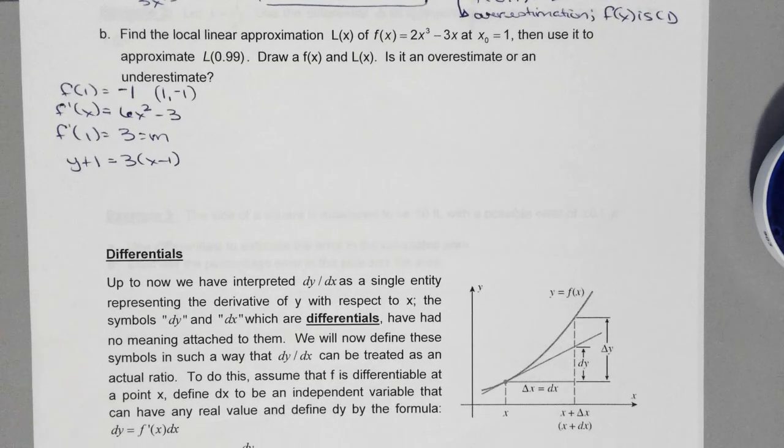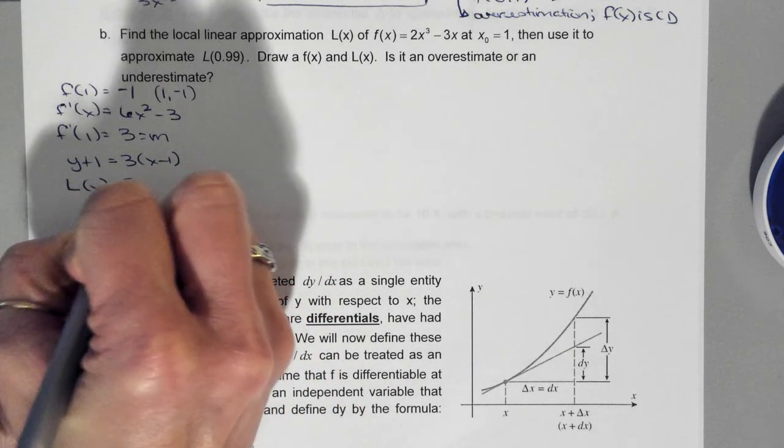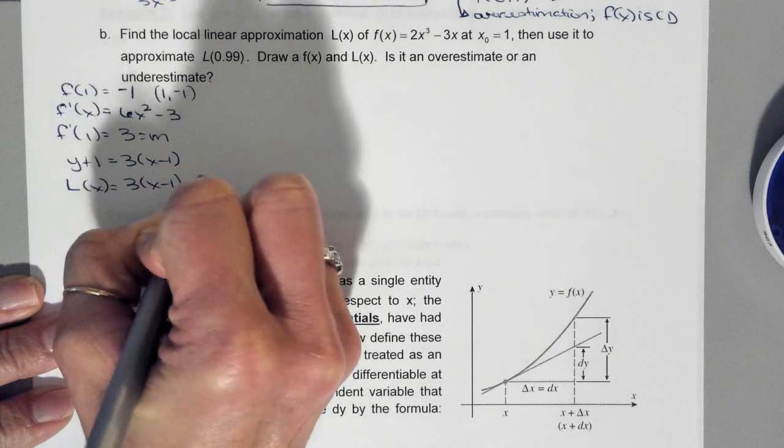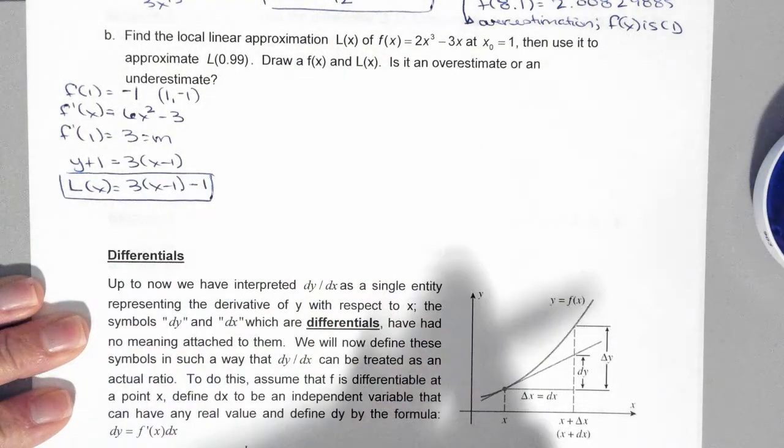Okay, what am I going to do with that? Subtract 1 and, yep, replace the y with the L of x. So we're going to make it look a little different. So we have L of x is equal to 3 times x minus 1 minus 1. This is my local linear approximation formula.